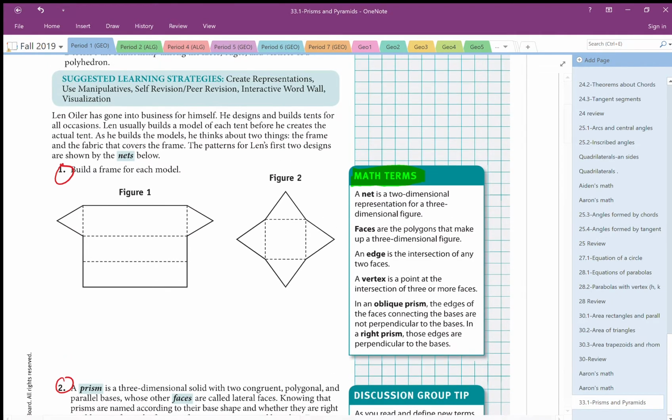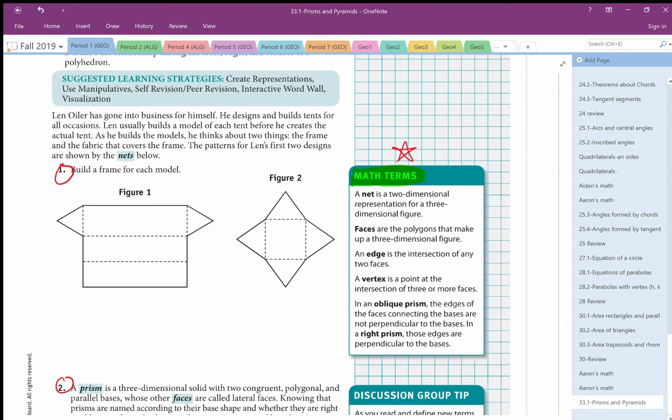So we're starting with math terms over here. It tells you what each thing is called. They're going to ask you to draw a net, or they're going to ask you how many faces there are, so you got to know what those things are. A net is a 2-dimensional representation for 3-dimensional figures.